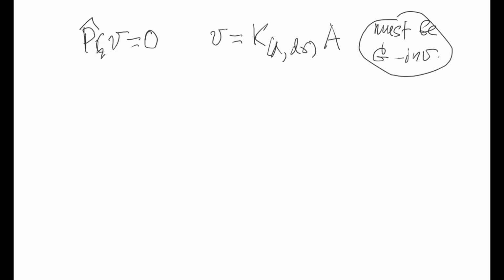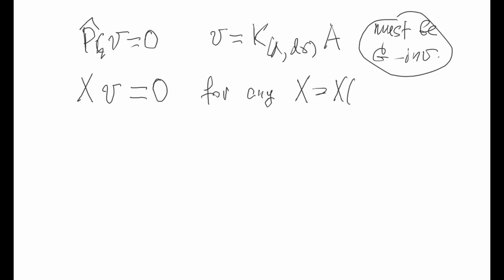Let me write it this way. X V is 0 for any X, where X is X of psi, where psi belongs to the Lie algebra of our group. So if we have the action of the Lie group on manifold M, then we have the representation of our Lie group. Then we have a representation of the Lie algebra by vector fields acting in this function space, and so any vector field X in this representation must annihilate this function V.